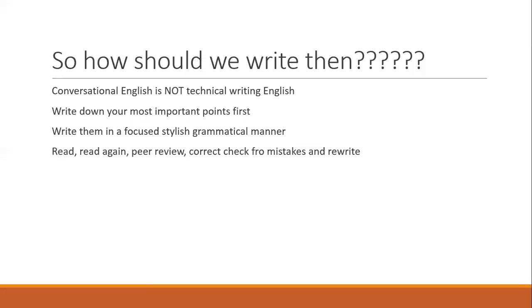Make sure that your grammar is correct. Make sure that your language is stylish and has good words. Good words: one word will be able to take in the meaning of a full sentence. Read again, give it to someone else to read, that is peer review. Correct and check for mistakes. Now I've written fro. Check for mistakes. It's a very common thing. When we write fro for for, spell check will not catch this because fro is also a word, whereas here it needs to be for. So spell check is not enough. You have to read every word and then rewrite.